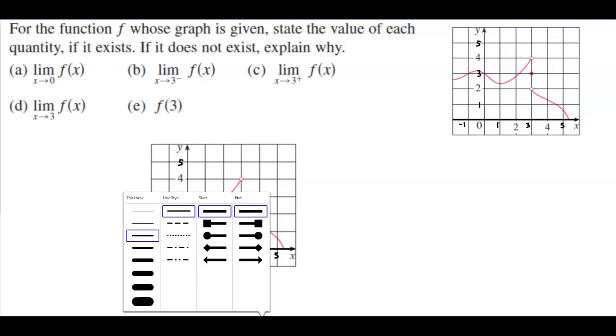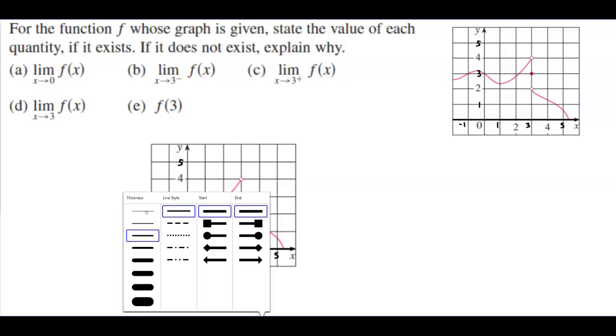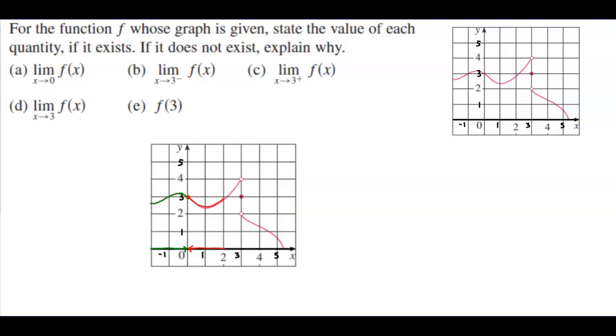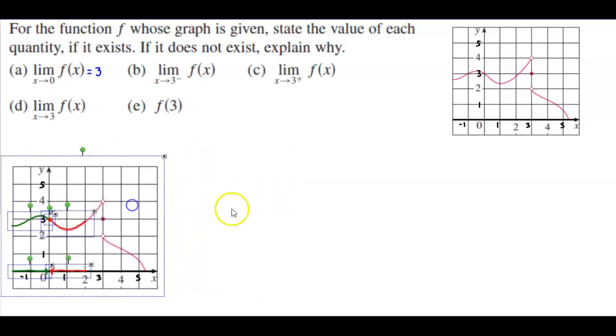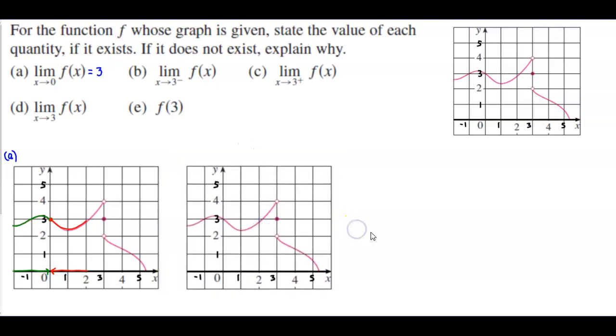And then as we approach x from the right, we can see this function is also approaching 3 from the right. So therefore, this limit as x approaches 0 of f of x is equal to 3. Okay, so that's for part A. Okay, so let's take a look at B.